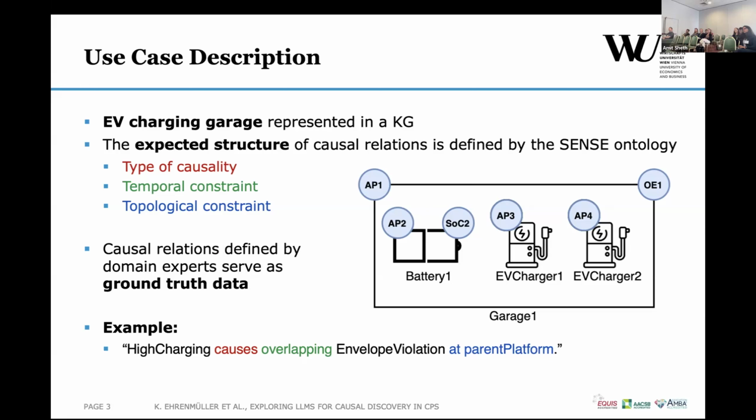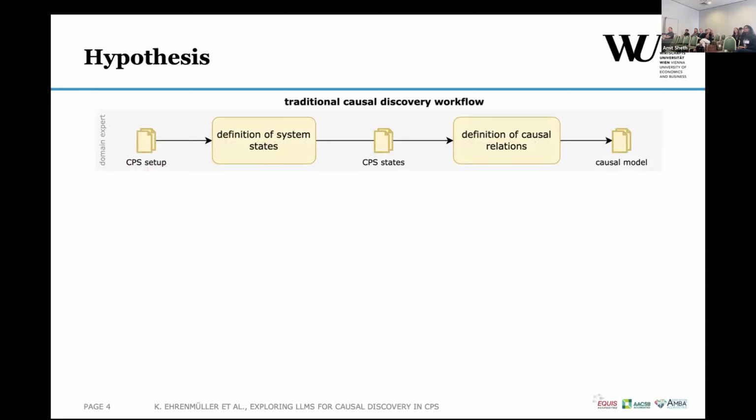In our project, we already define these causal relations with experts, so we have some ground truth data that we can work with to try out using LLMs to help experts in the process. As I already mentioned, we have this traditional workflow of how to define causality in our cyber-physical systems. Usually you have the setup of the system, how everything is connected in a cyber-physical system, or in this case, a smart grid.